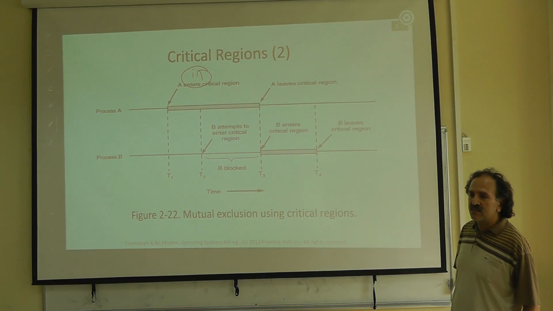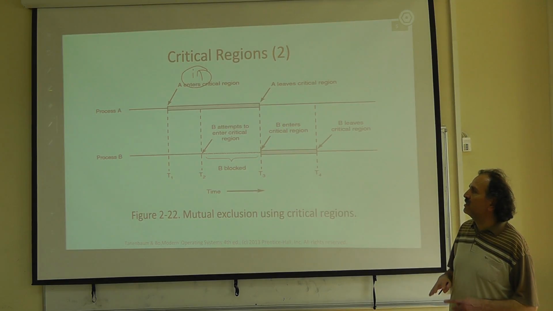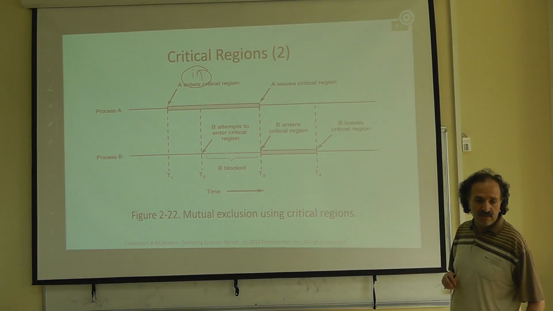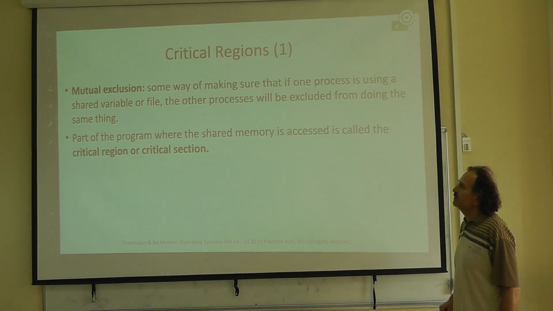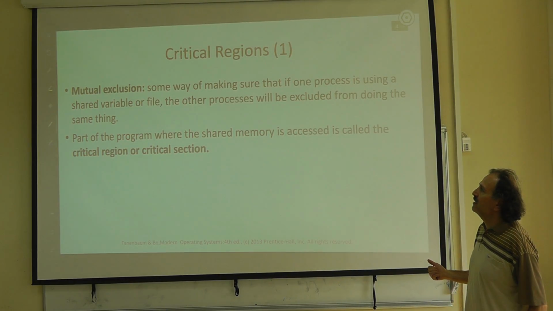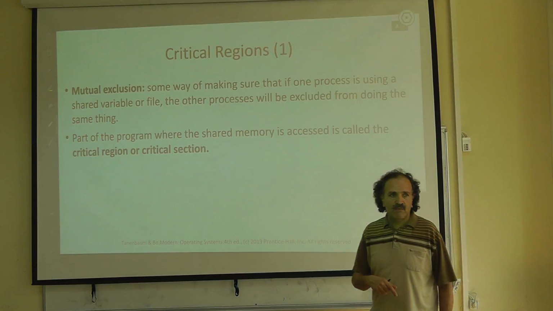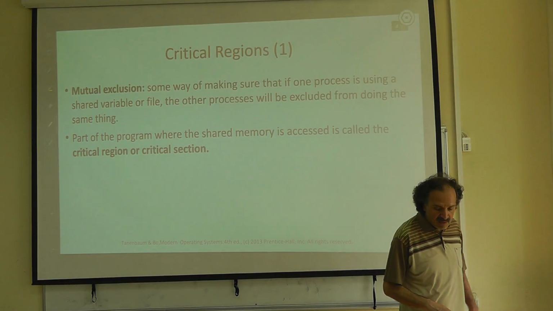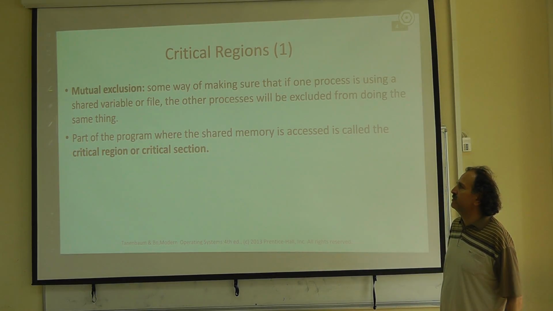If you tell the operating system, or if you tell the other processes that you are in your critical region, then they cannot modify the variables of that region. Okay, this is the solution. We would use critical region, or sometimes we call it mutual exclusion. Some way of making sure that if one process is using a shared variable or file, the other processes will be excluded from doing the same thing. Only I can modify that variable. Only I can use that variable for this region. It's called mutual exclusion.